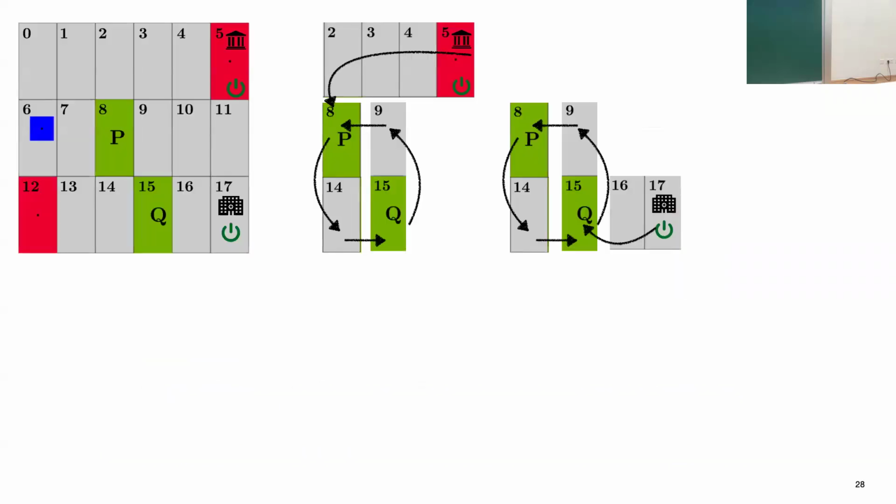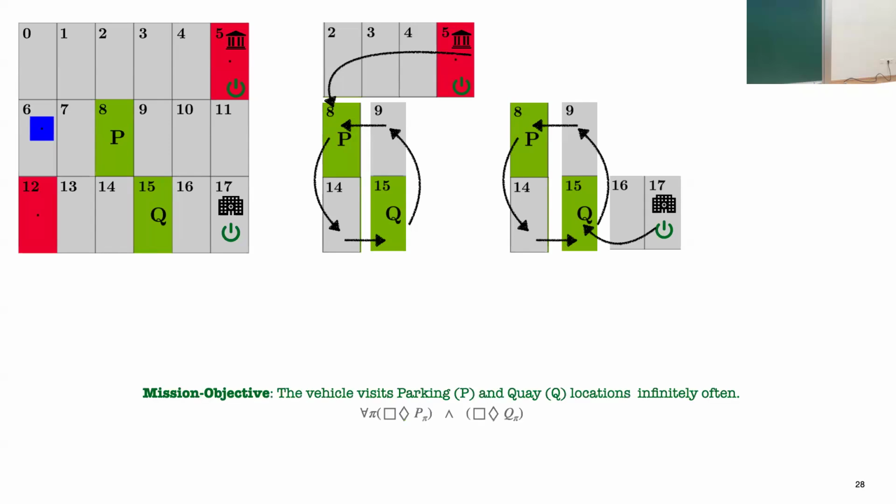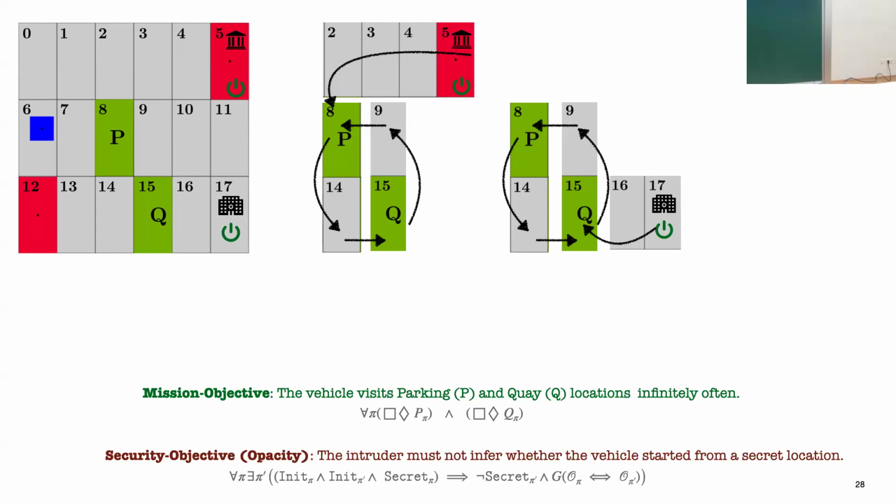Here is one plan that you could come up with. The first one, from state 5, you could go to the key location, and then keep on moving between P and Q forever. Starting from 17, you can go to Q, and then go between P and Q forever. And using that, you satisfy your mission objective, of course. But then you can also see that the security objective is not satisfied.